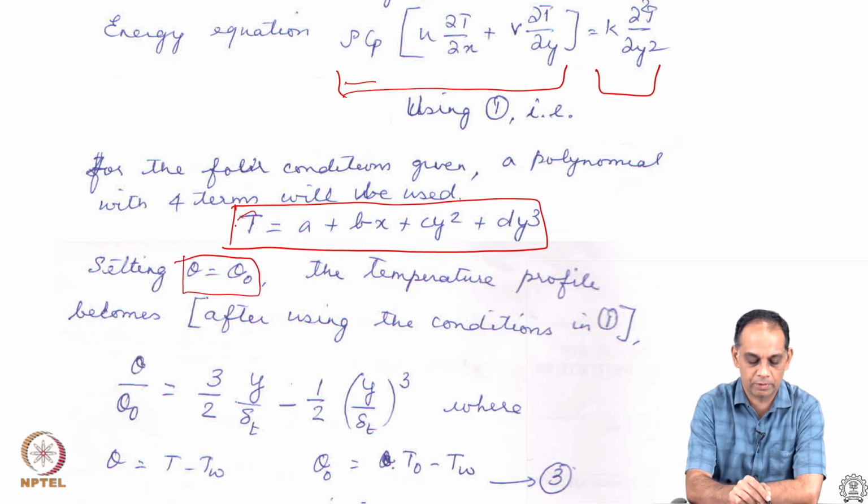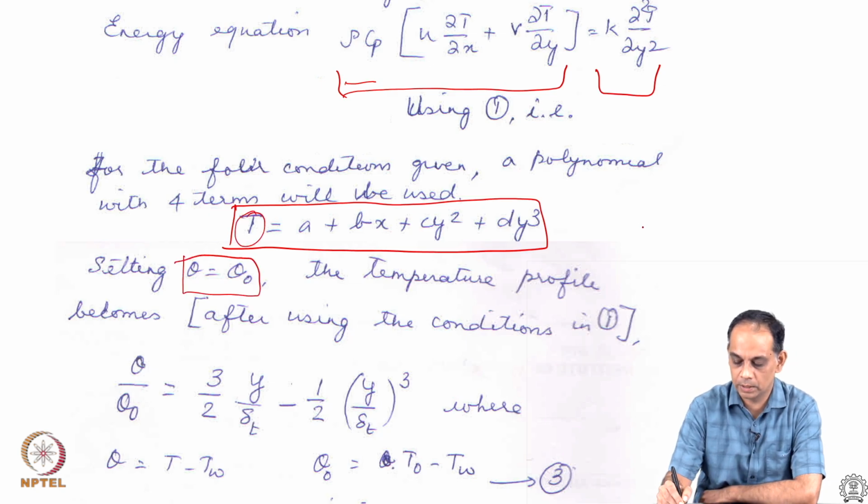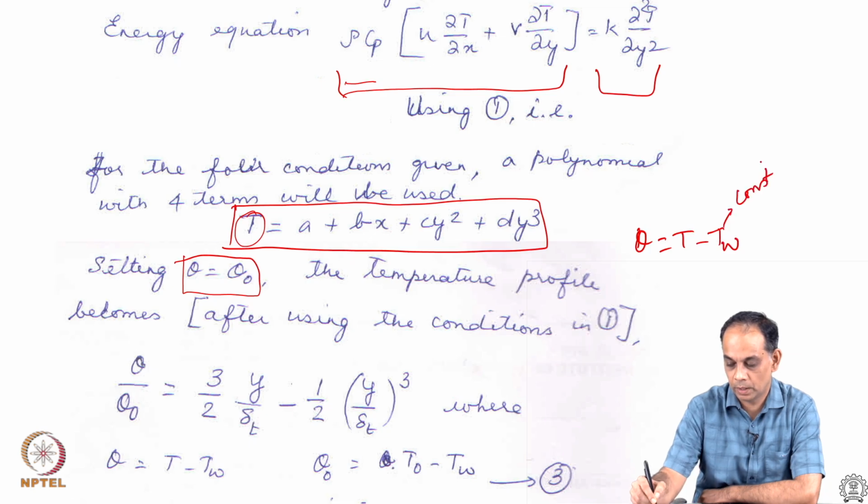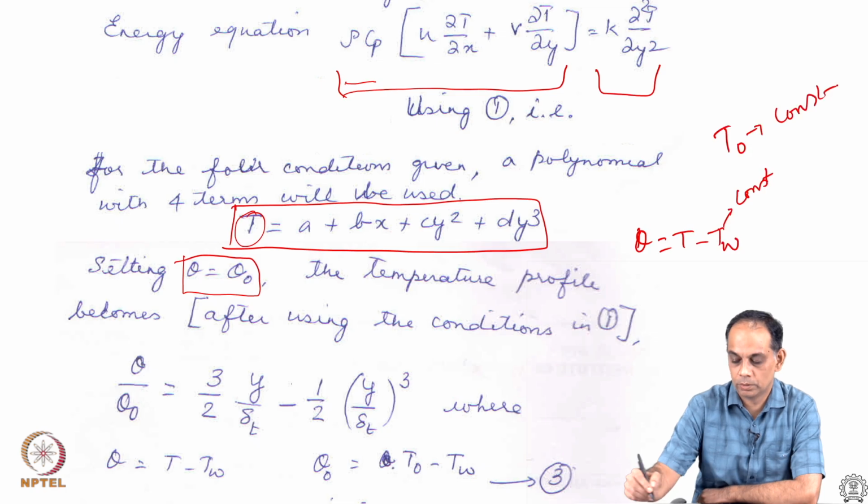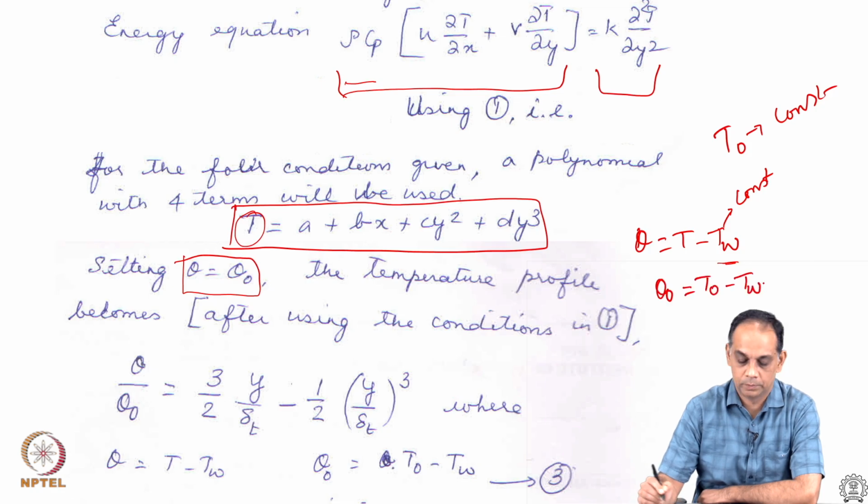instead of writing in terms of absolute temperature, we are going to write it in the form of theta equal to T minus T wall. T wall, as you know, is constant, and T naught is also a constant. So, theta is nothing but temperature that we do not know yet, and T wall is the wall temperature specified after x greater than x naught, and theta naught is nothing but T naught minus T w. This theta naught is constant.